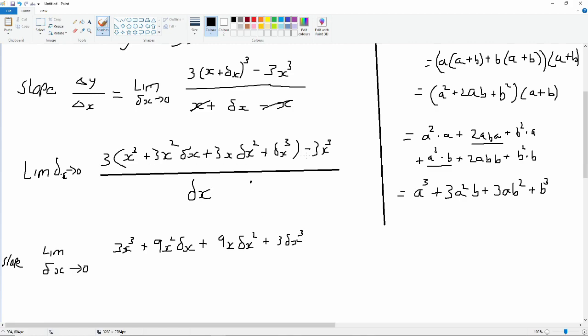So that's 3 times everything in that bracket, and then this whole thing has to be minus 3x cubed, because that's this term here. And then all of that is divided by delta x, which, remember, is an itty bitty tiny bit of x. Okay.